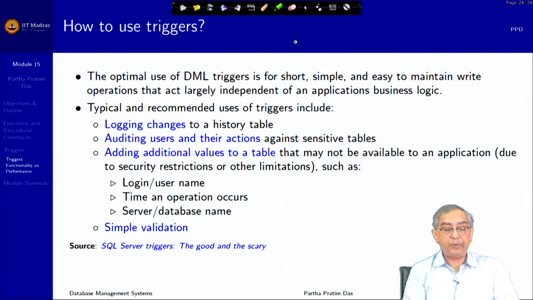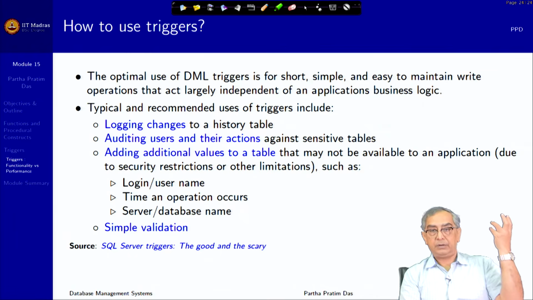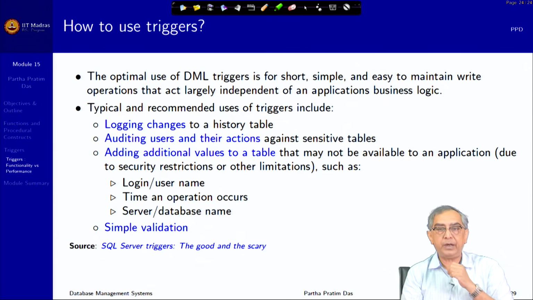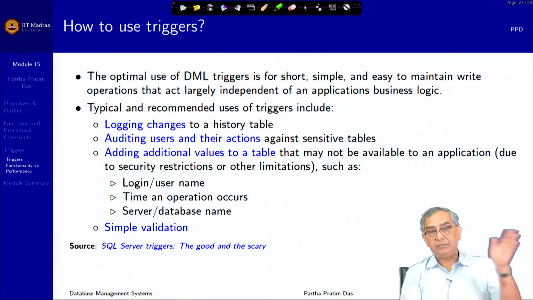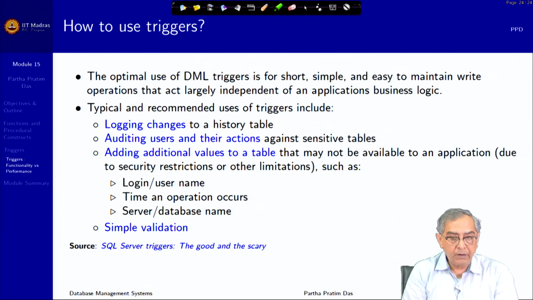Now, the question is how to use triggers. A trigger is a point where you can do something. Now, there are certain situations, and there have been a lot of cases where triggers have been wrongly used or used at the wrong places, causing severe damage, particularly in terms of performance. So, some typical situations where triggers are good are logging changes in a history table. That is, you want to write down that this has happened, this has happened, for things that are important to remember. Then auditing users and their actions.